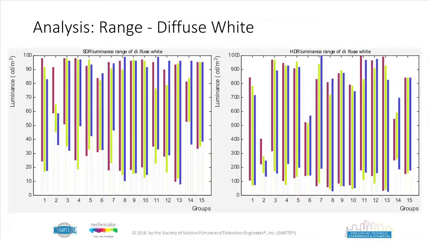I've also looked at the actual range. Now, I don't want to show this for too long because the range, the minimum and the maximum, that's by definition an outlier, and outliers are not robust statistics. So this is just for illustration. The diffuse white in SDR takes about the whole range. It can be anywhere. And then in HDR, it's even more so the case.